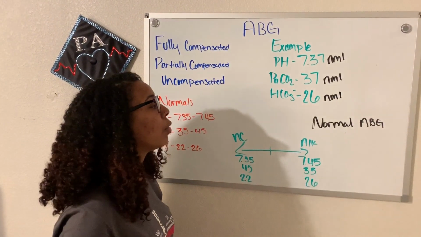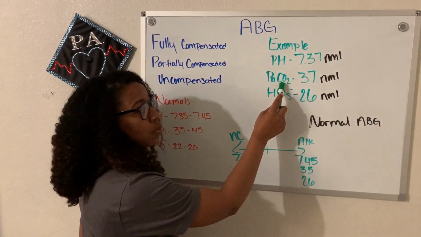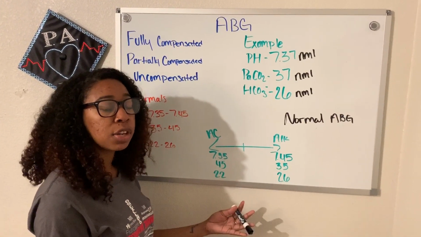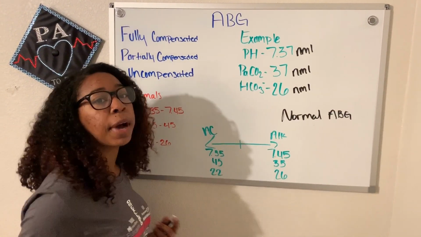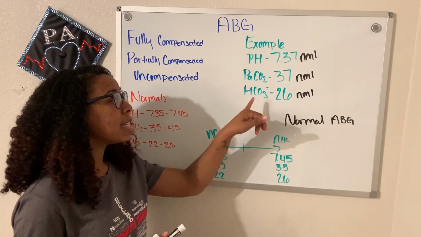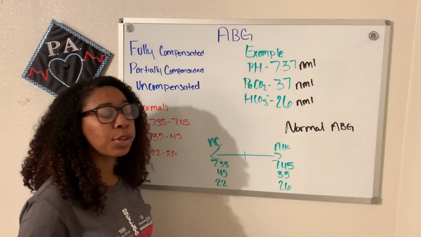And whenever you're doing these, remember, PaCO2 is respiratory because that's dealing with the lungs and how much you're pushing out CO2. HCO3 is bicarb because that's how much the kidneys are either retaining or releasing. And this is secondary to CO2.